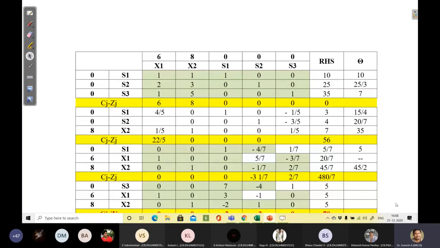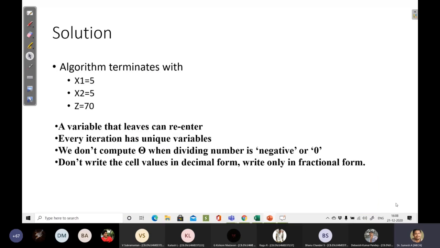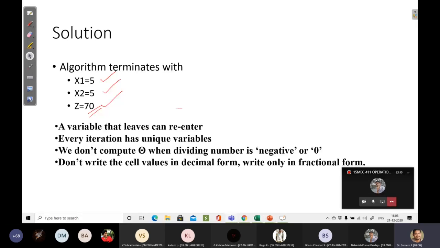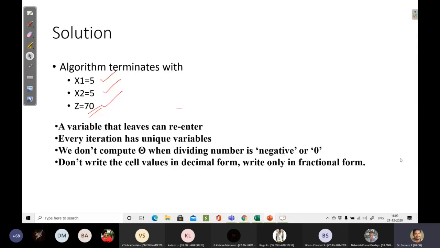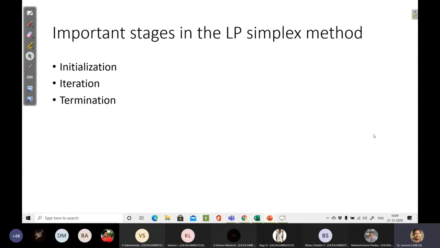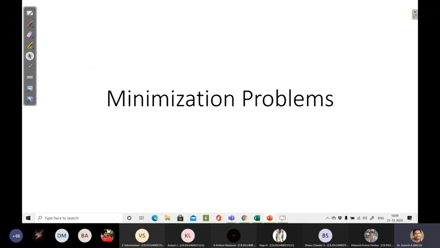Any doubts in this? So the algorithm terminates with x1 value as 5, x2 as 5, and z as 70. I hope you all have got the same result. Okay, right. So if that is the case, I'll be going to the next set, minimization problems. So how to attack the minimization problem?